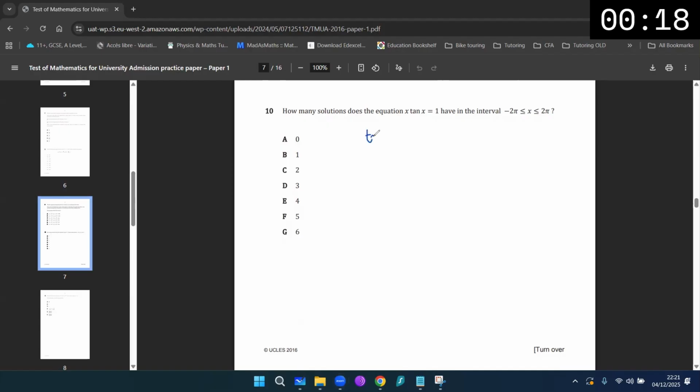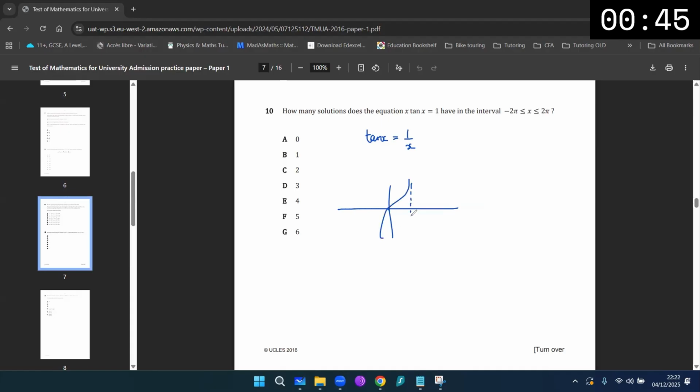So what I'm going to do is divide by x on both sides. Obviously x will not be 0, otherwise x tan x is 0, so that's not a solution. So we can divide by x, no problem. Cool. Then I can just plot both of these functions on the interval minus 2 pi to 2 pi.